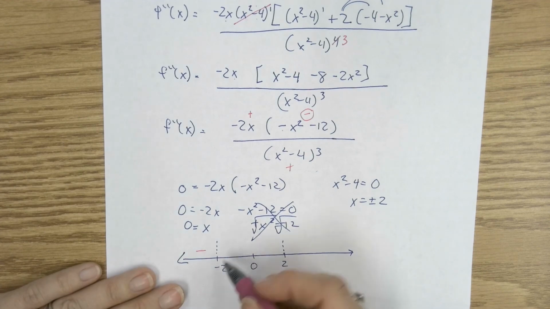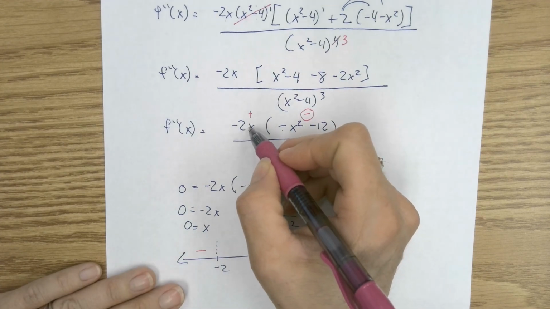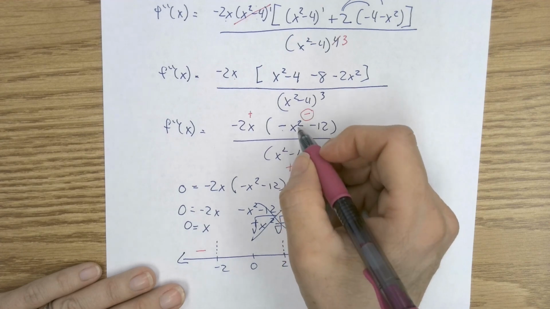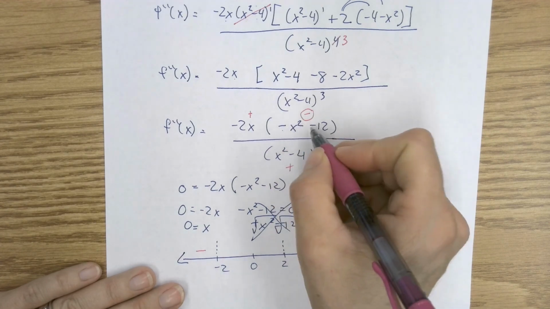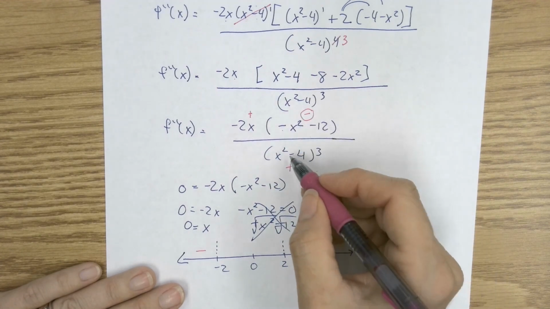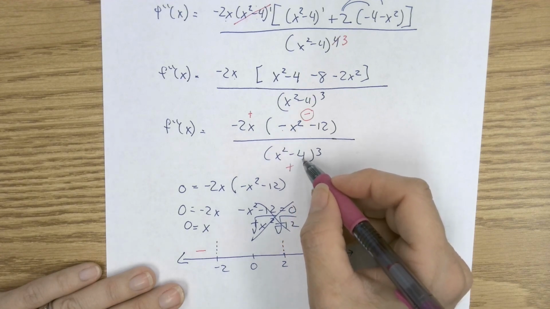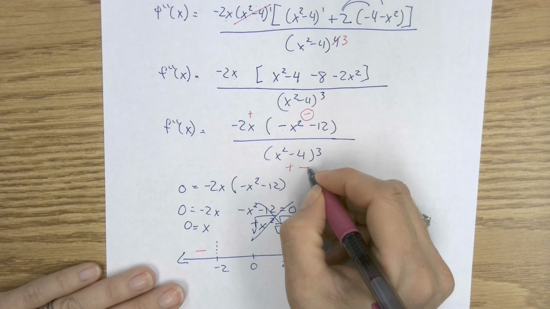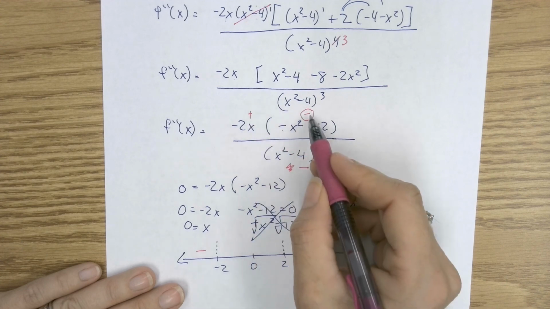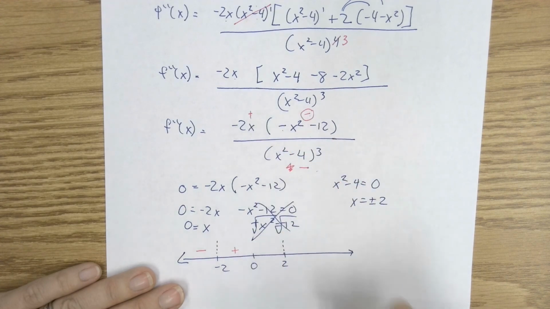Substitute negative 1 in. Negative 2 times negative 1 is positive. Negative 1 squared is negative, minus 12, that's always negative. Negative 1 squared is 1, minus 4 is negative 3, cubed is negative. So we actually have a positive times a negative over a negative, that's going to be a positive.